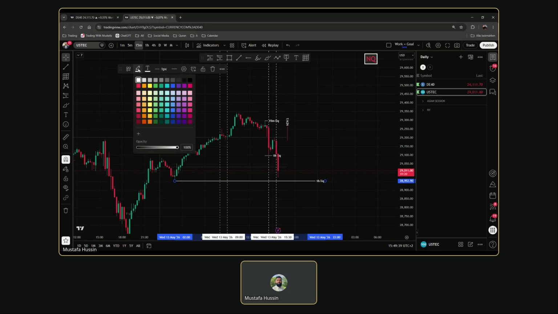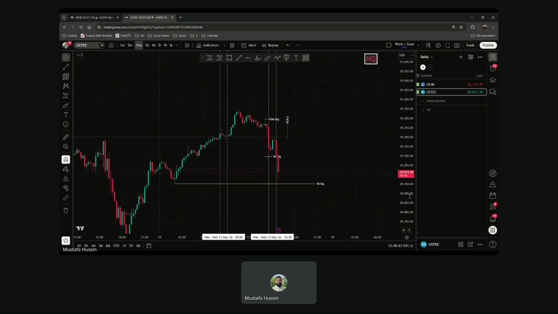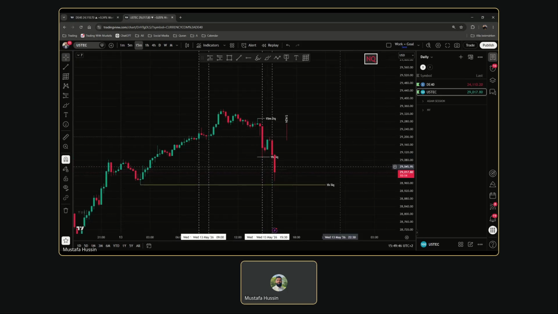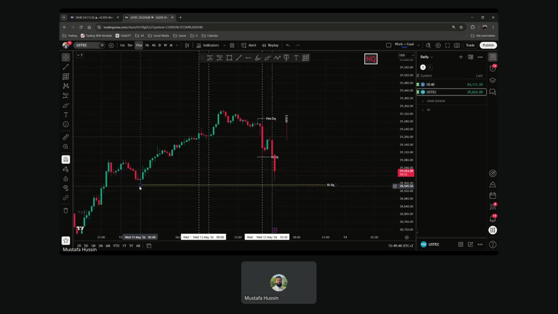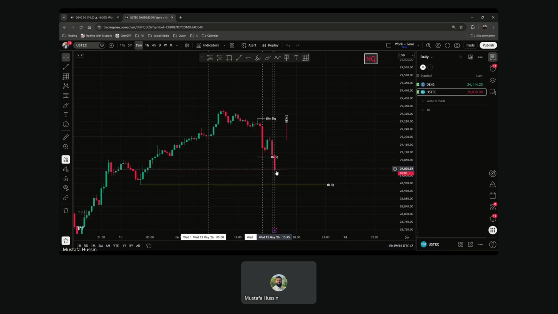This is the Asia low. I'm just changing color to it so I don't miss it. Asia low opened right there, or created a low right there, and it might take out the Asia low. We'll see.